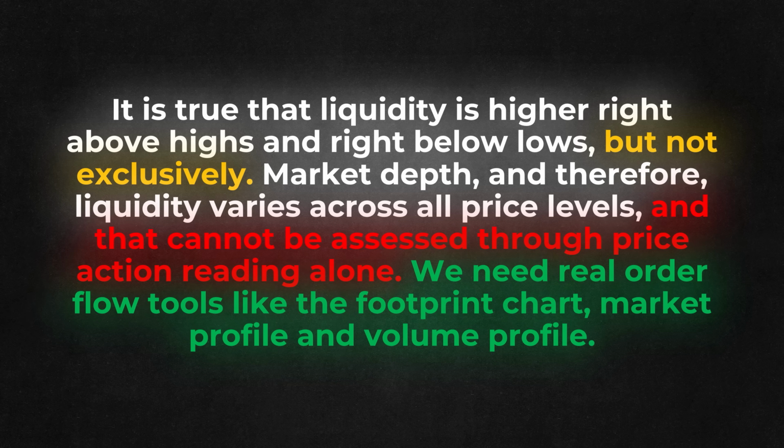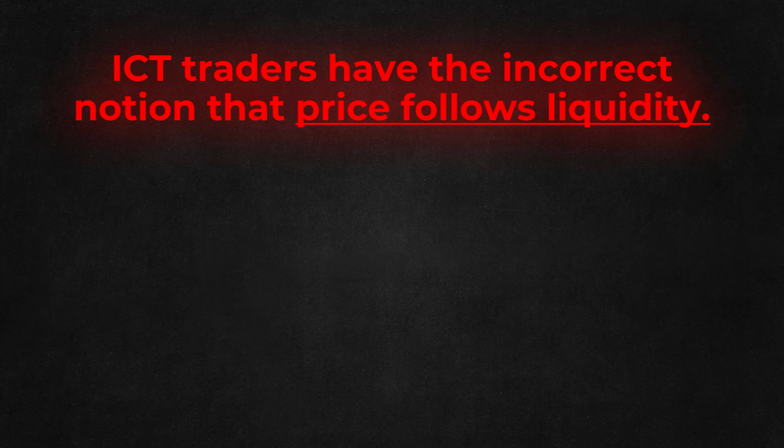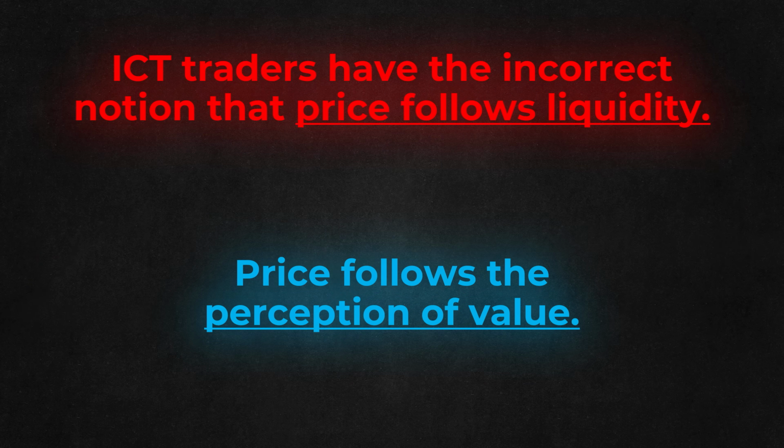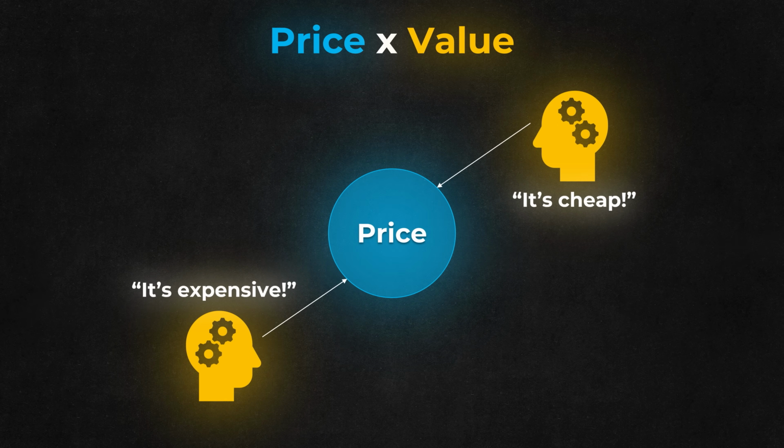ICT traders have the incorrect notion that price follows liquidity. In reality, price follows the perception of value. Price is the objective measurement of a market. It's a number. Value is the subjective measurement of a market. It's a perception of whether price is low or high. The discrepancy between price and value is what drives price, not liquidity. Different market participants will have different perceptions of price.